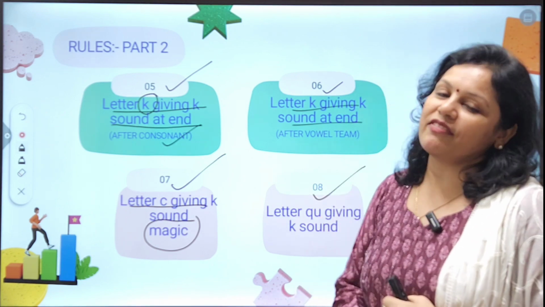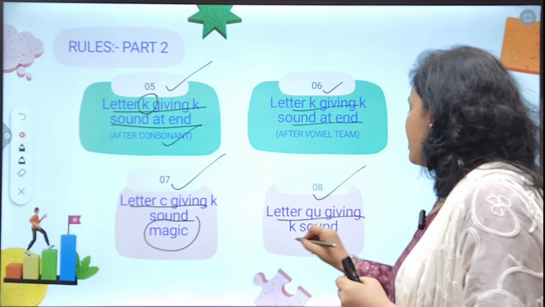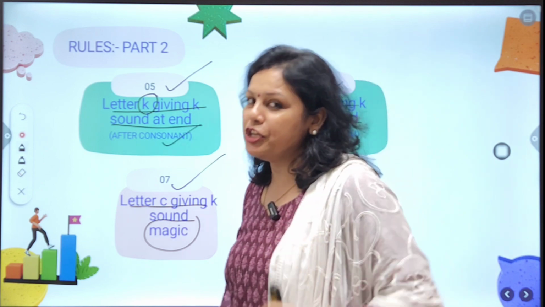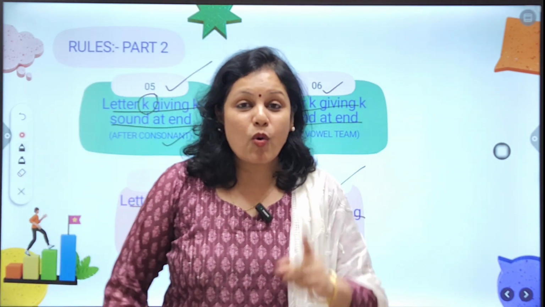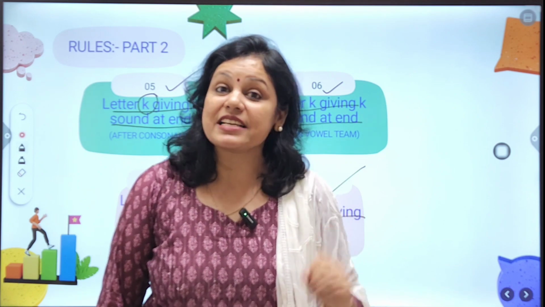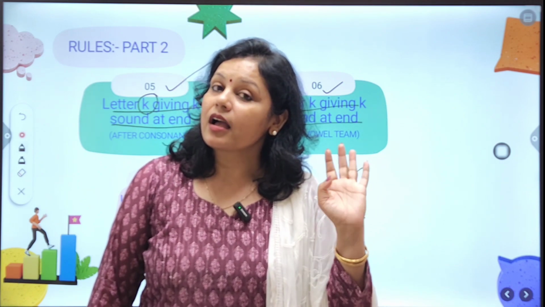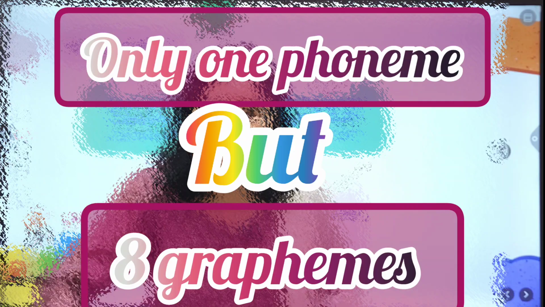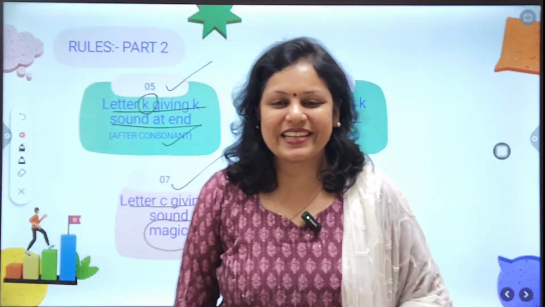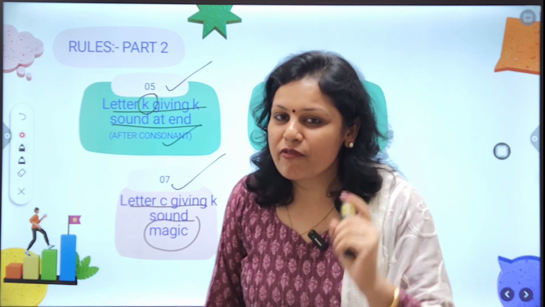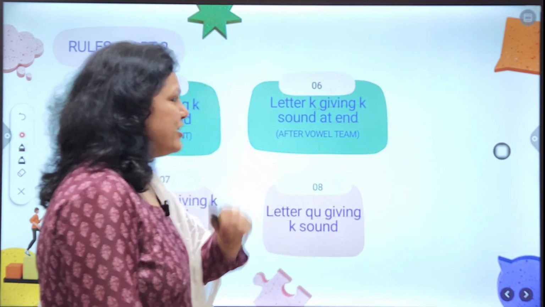And similarly, we have the 8th rule, which is the letter combination Q and U. This also gives you the sound of k. That means only one phoneme is there, that is k. But in how many ways can you write it? 8 different ways you may write it. So let us proceed with the 5th rule of this video.